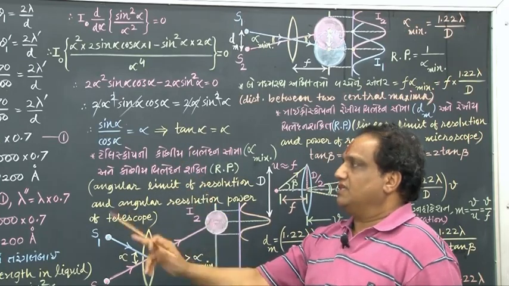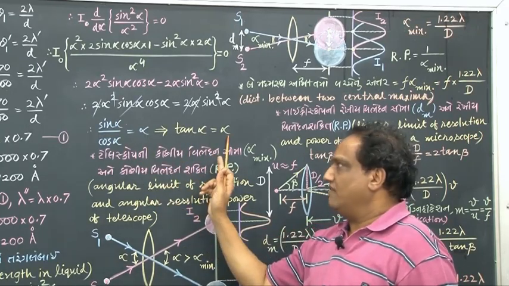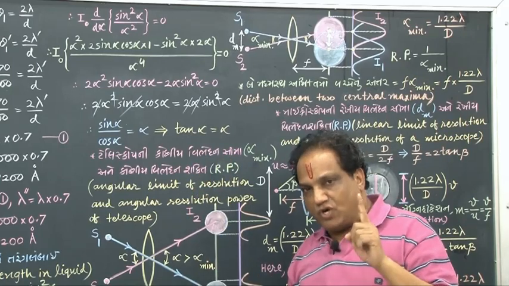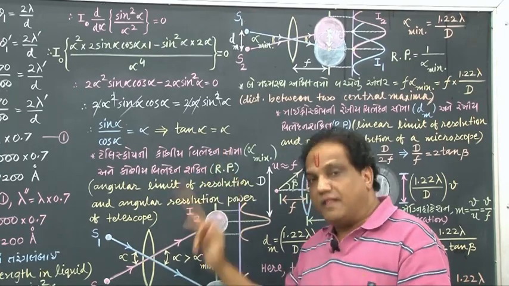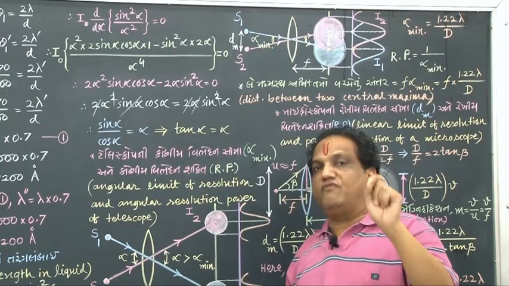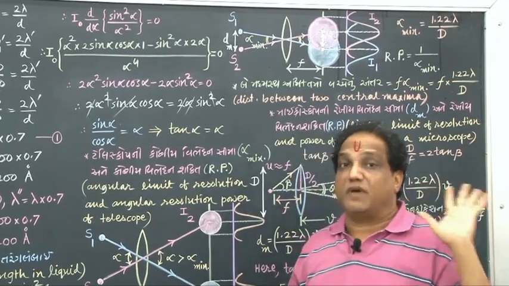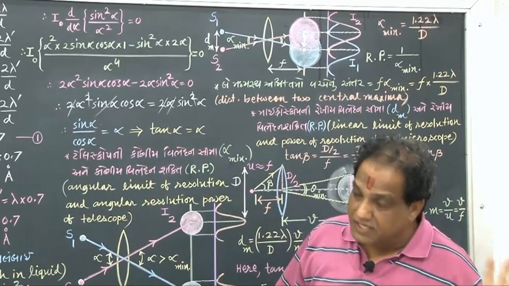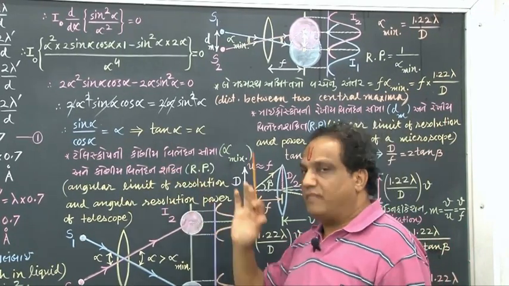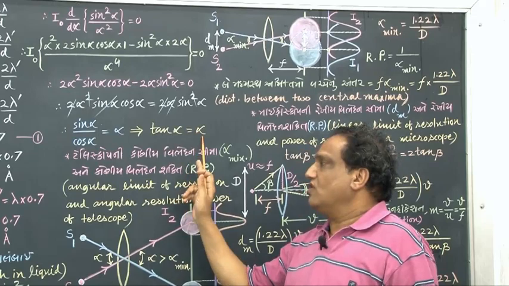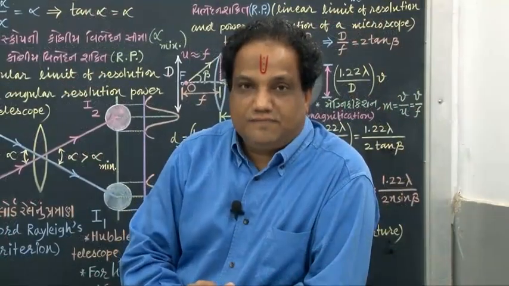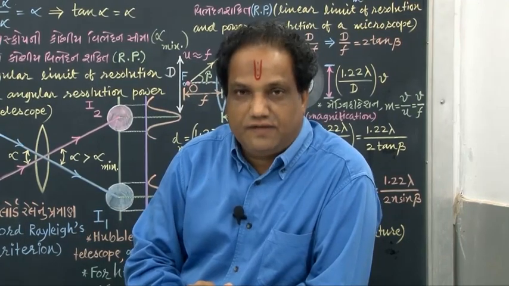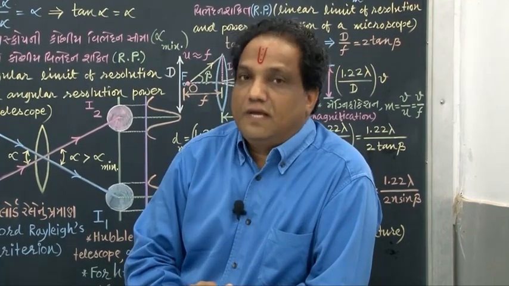So what is the required condition? Tan α equals α. For whichever point on the screen this condition is satisfied, at that point we will have formation of a particular order maximum. Correct? So this gives you the condition of maxima, but in terms of alpha. Correct? Fine. Come on, my dears, let us proceed further in the theoretical part.